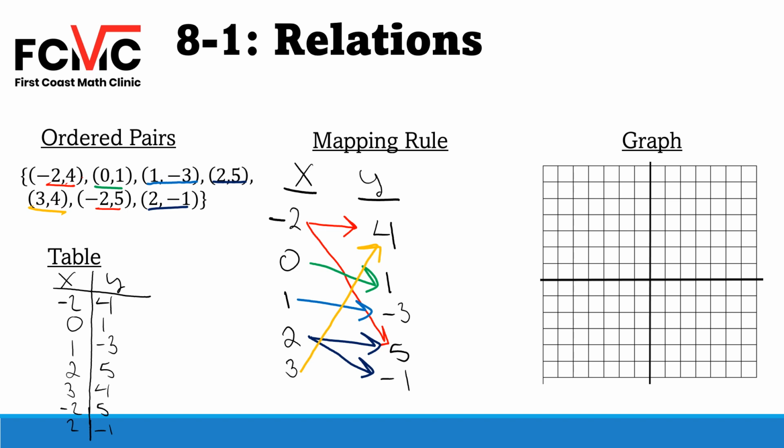All right, and then our last one, our graph. So let's plot these points. Negative 2, 4. So again, just to review on our coordinate plane, that's our x-axis, that's our y-axis. So this is positive, negative, positive, negative. Negative 2, 4, x is negative, y is positive, so negative 2, up 1, 2, 3, 4. 0, 1, x is 0, y is 1.